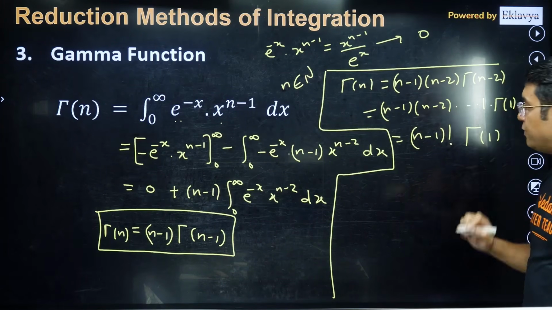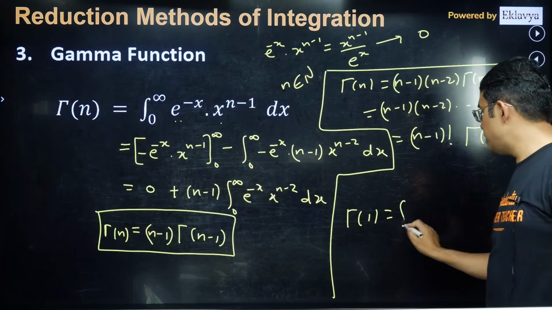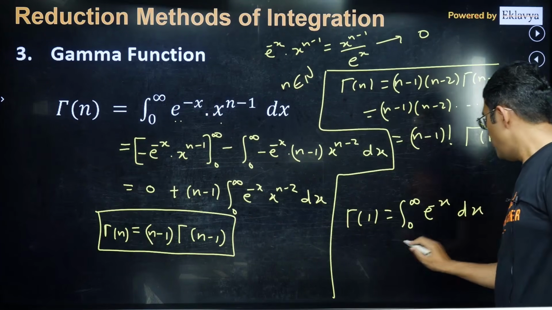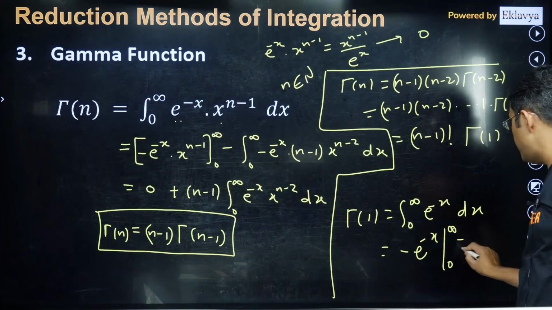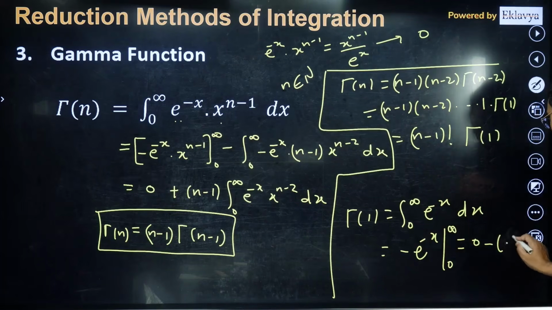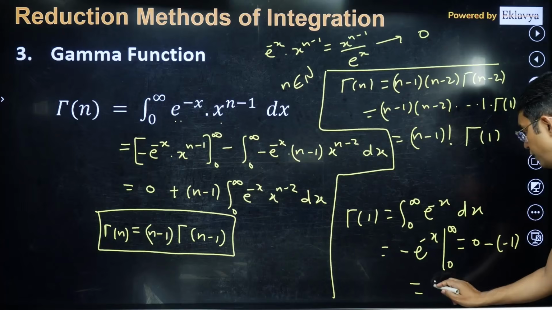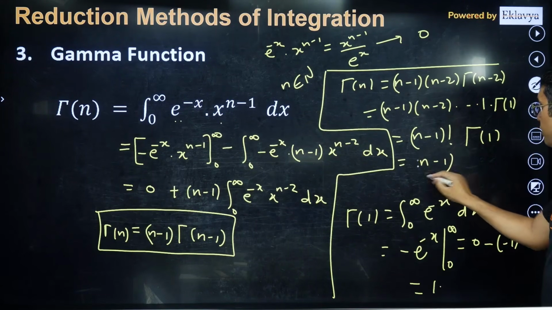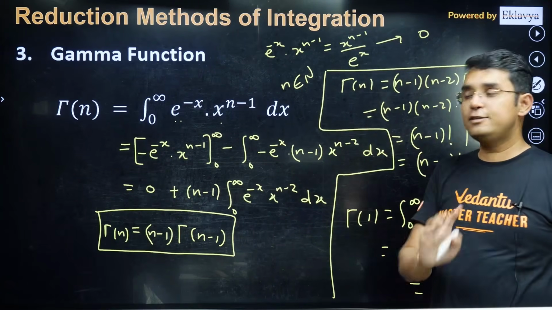Now gamma 1 value can be found directly also, as I was talking about. It will be just 0 to infinity e power minus x dx. Integral is minus e power minus x, limit from 0 to infinity. If you put infinity, you get 0. If you put 0, you get minus 1, and the sign of minus because of the lower limit, so it finally becomes 1. So here you can see this is becoming n minus 1 factorial. So gamma n is n minus 1 factorial.